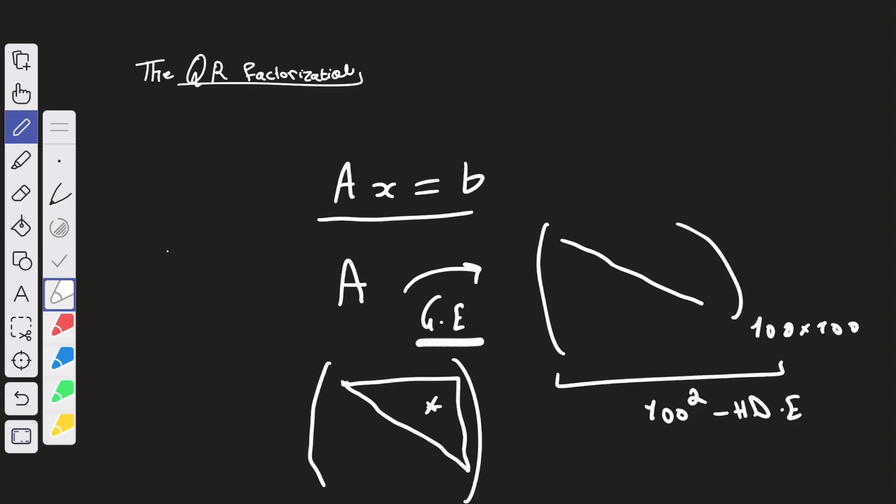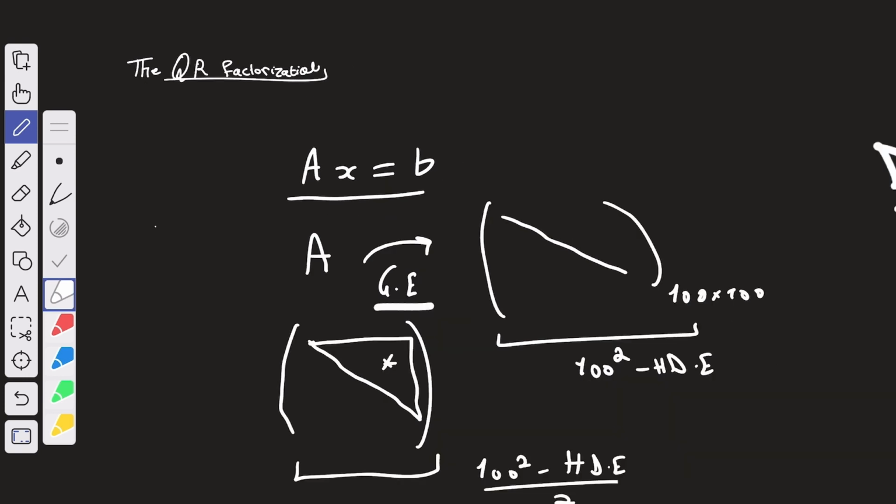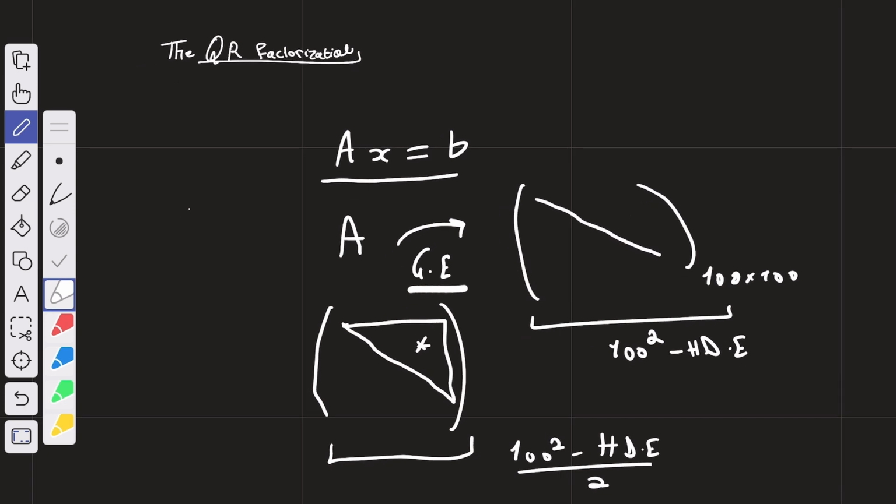So, welcome to the new video in this series on numerical linear algebra, and this video is about the QR factorization. In this video we're going to motivate the definition of the QR factorization and actually give you a procedure for computing this factorization. So, let us start by motivating this.